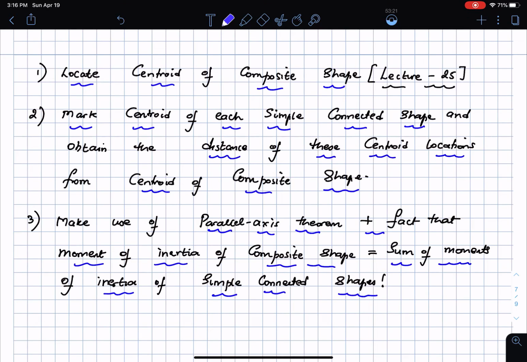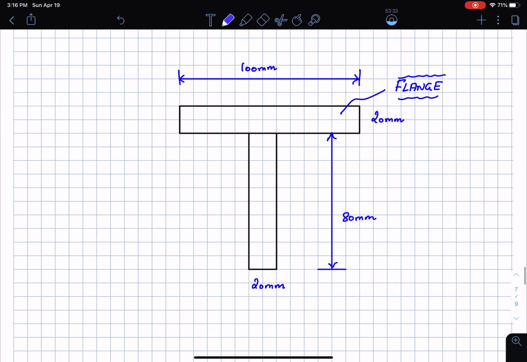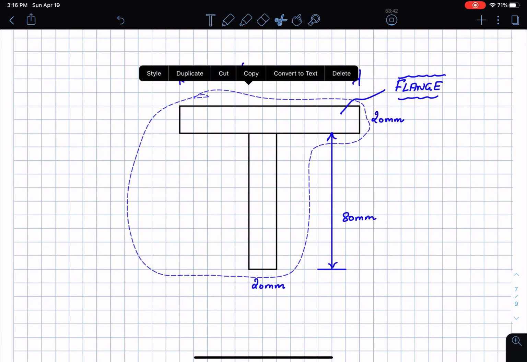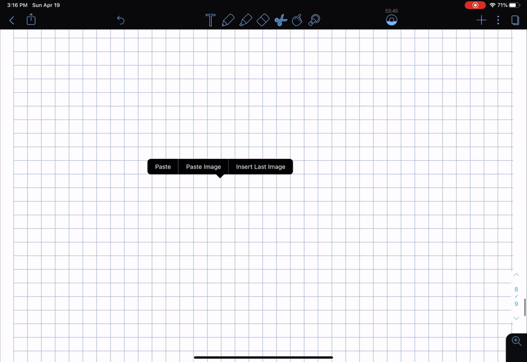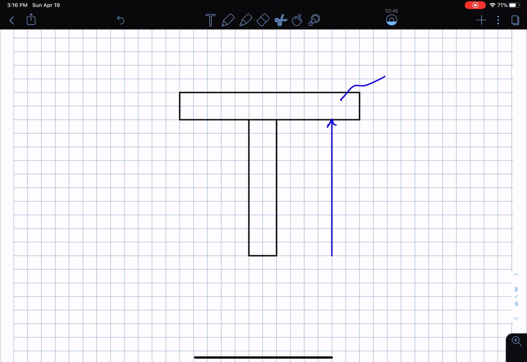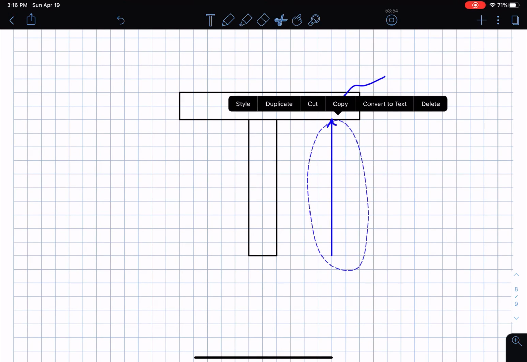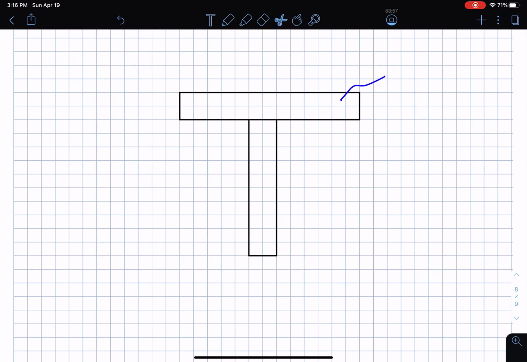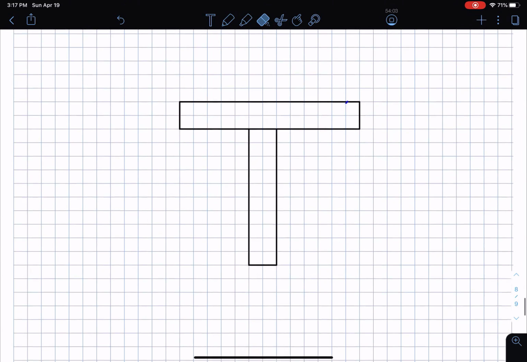So these are the steps involved, and what I'm going to do is take the T section and start by marking the locations of the centroids of the simple shapes, then draw the centroidal axes, and so on. So let's take this piece here. I'm not going to redraw this piece again. I just want to copy this and bring it down here. So here is my shape. Let me get rid of some of these unwanted things, and I guess I have to use the eraser for this. That is okay.